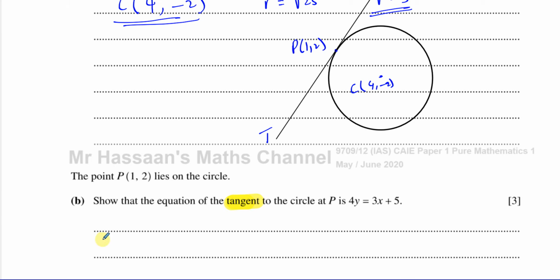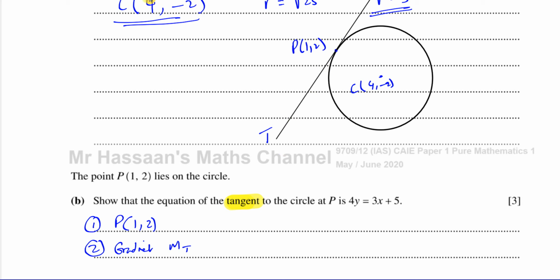To find the equation of a straight line, we need two things. We need a point on the line, which we have, (1, 2), that's a point on the tangent. And we also need the gradient of the line. So we need the gradient, which I'm going to call mT, the gradient of the tangent. We need the gradient of this tangent.